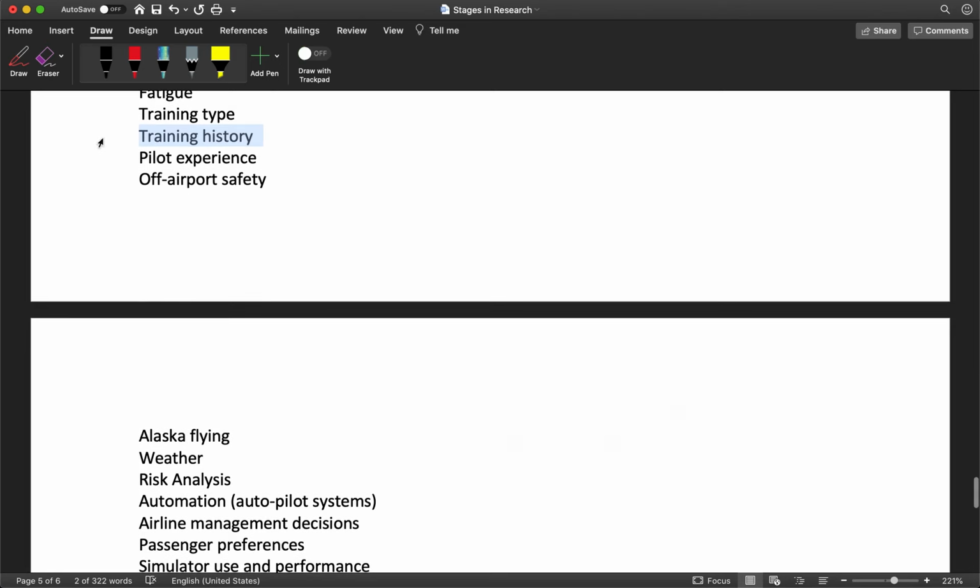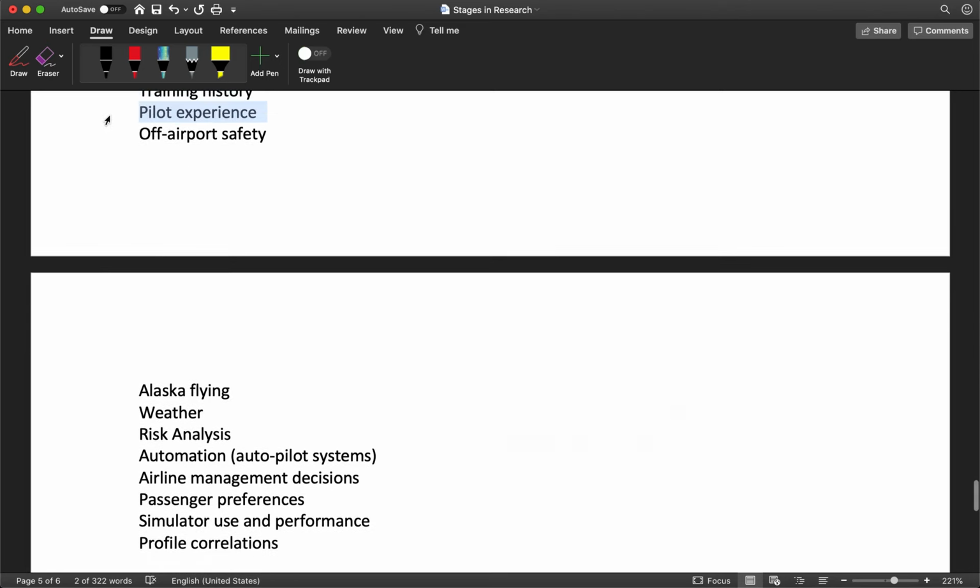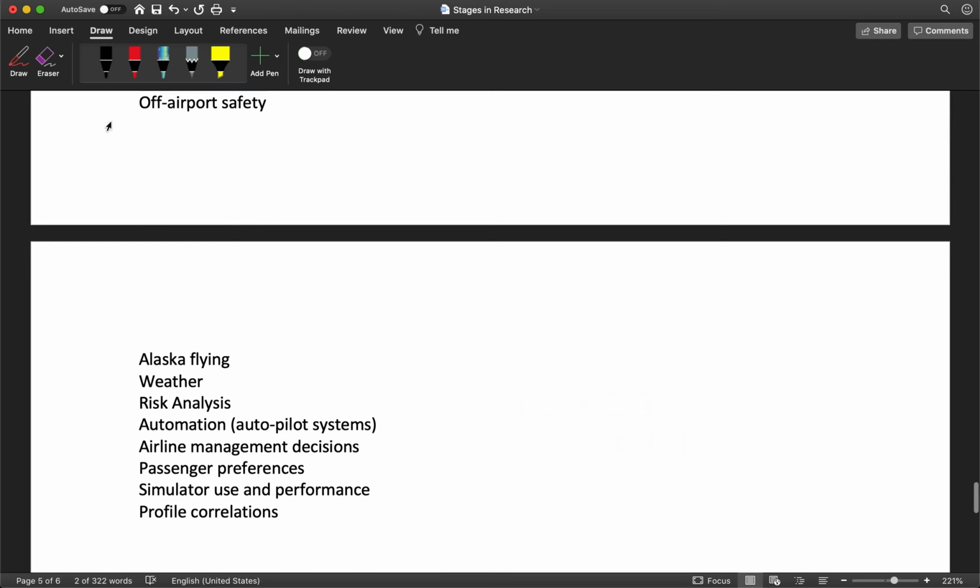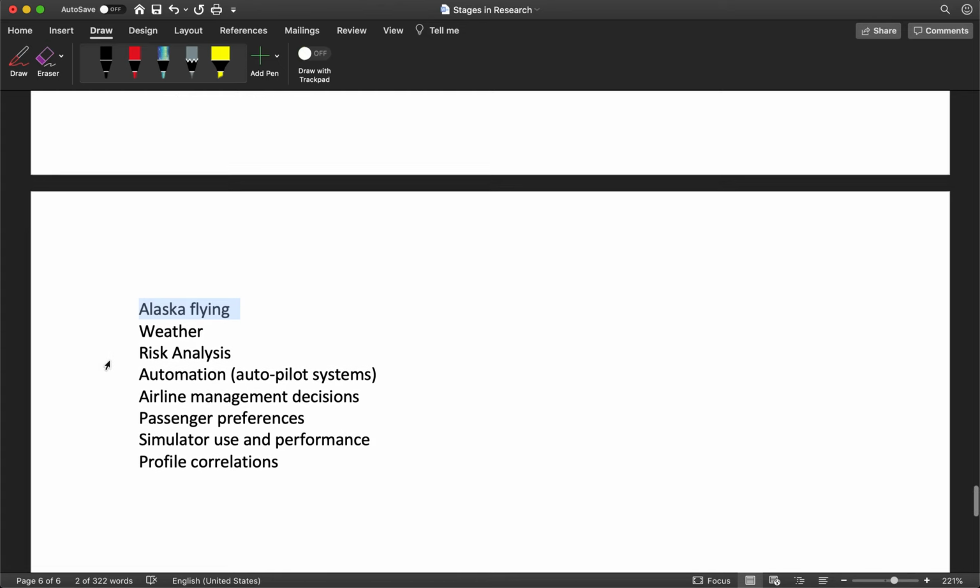That can also work for maintenance. Pilot experience, again, kind of relating it to, did they do gliders? What sort of ratings did they have? How does that affect their performance on an emergency procedure, for example? The best example would be the Hudson River, right? So that pilot experience really played a role in effectively landing that airplane safely. Off-airport safety, that's kind of Alaska flying. That's an overall topic that could be of very good benefit here if you can come up with some good ideas.